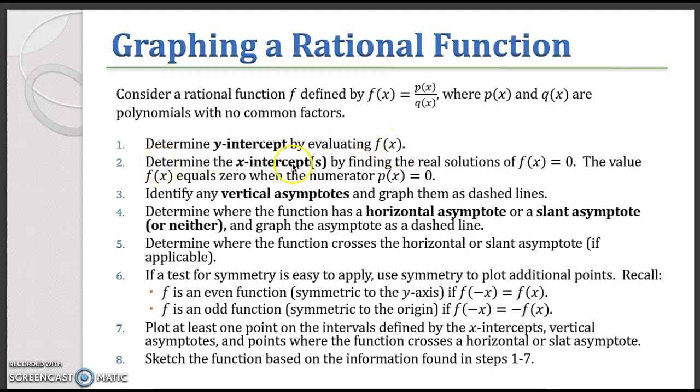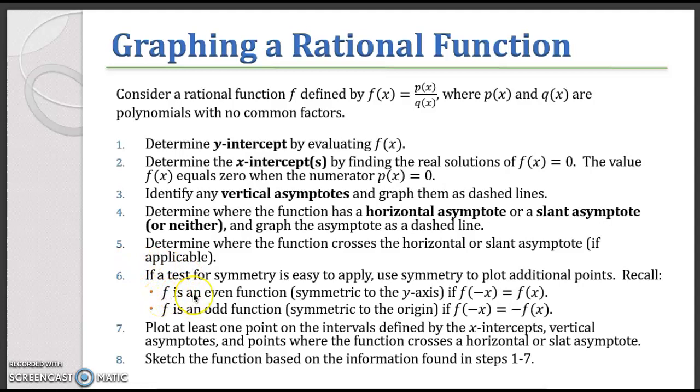or f of 0. Determine the x-intercepts by finding the real solutions of whatever the function outputs are 0. Identify vertical asymptotes. Determine where the function has a horizontal asymptote or a slant asymptote and graph those. Determine where or if the function crosses the horizontal or slant asymptote. Test for symmetry.